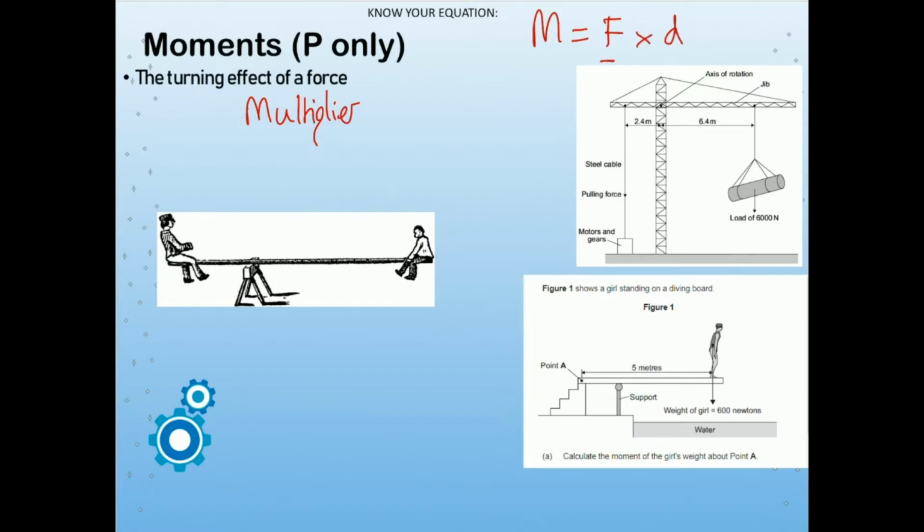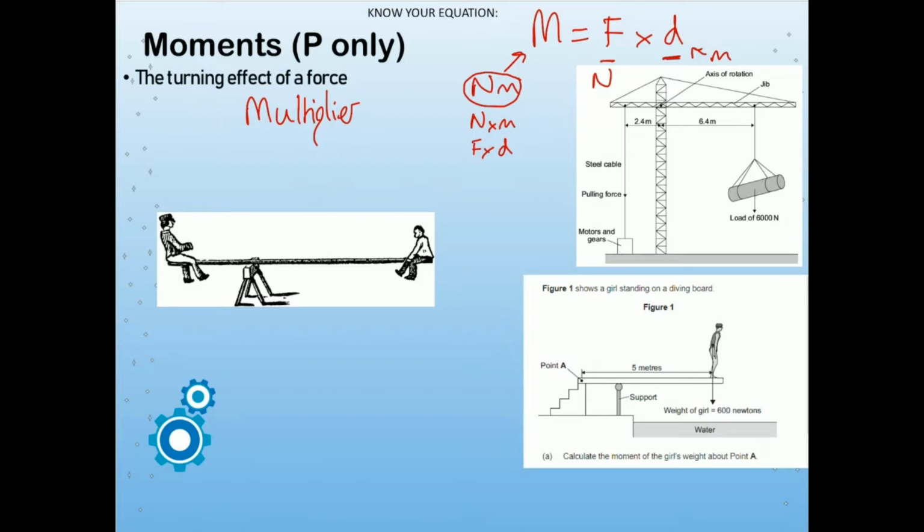So the force itself multiplied by the distance from the pivot. So that's going to be in meters. Force is going to be in newtons, and a moment doesn't have its own special unit, it's just a Newton meter. If you can remember that, again it gives you your equation because it's N times by m, which is equal to F times by d, which is exactly what the equation is, and we need to just know that. So it is a turning effect. It's caused by a force, and it's going to cause the object to spin.